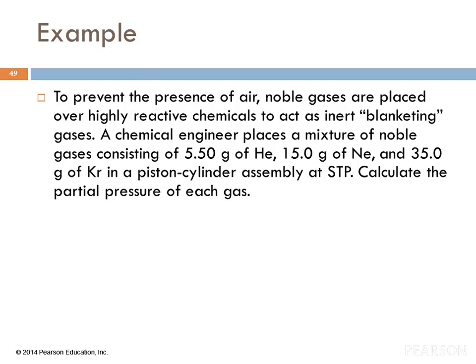So here's an example. To prevent the presence of air, noble gases are placed over highly reactive chemicals to act as inert blanketing gases. A chemical engineer places a mixture of noble gases consisting of 5.5 grams of helium, 15 grams of neon, and 35 grams of krypton in a piston cylinder assembly at STP. Calculate the partial pressure of each gas. What do we do? What does STP tell us?